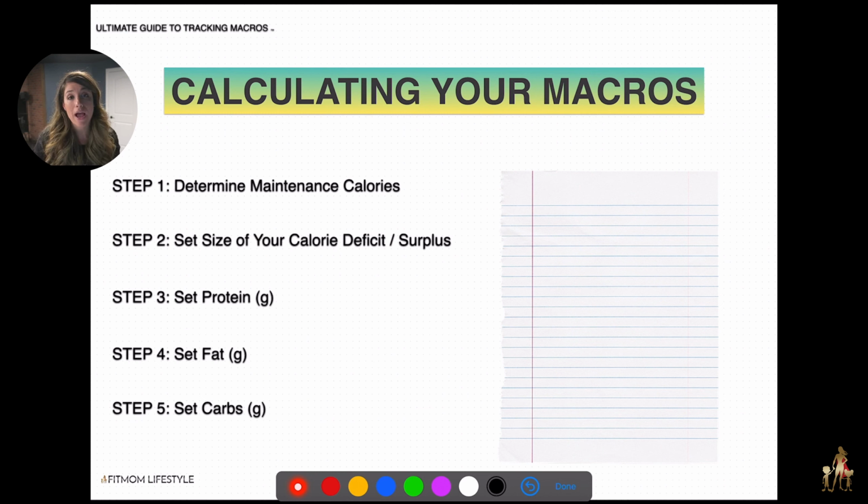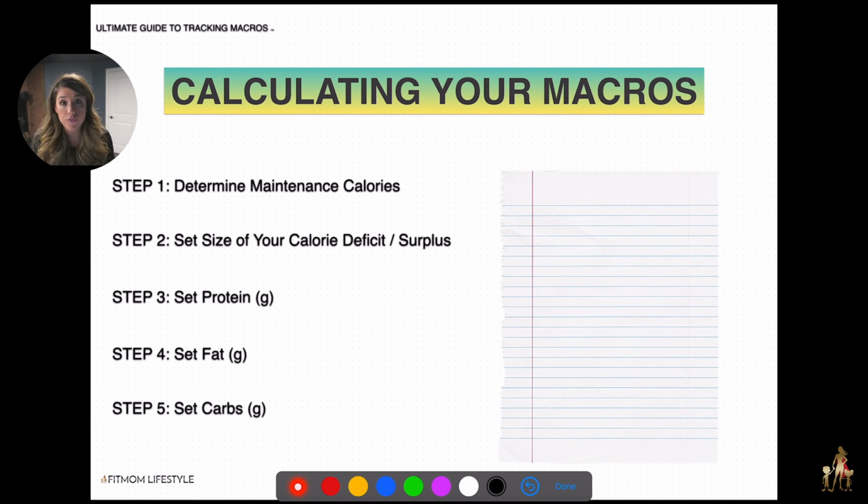So how do I calculate my macros? Okay, I'm going to walk you through this very simply. This is very bio-individual, so I cannot recommend a specific targeted percentage for everybody, but this is a guide to help get you started. So very simply, we're going to start with your maintenance. And I'm going to use myself as an example.